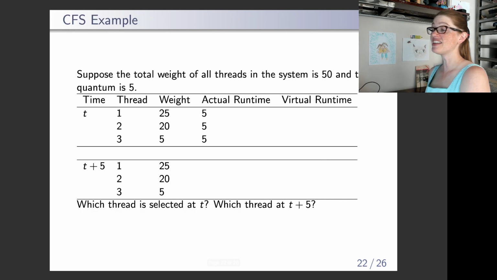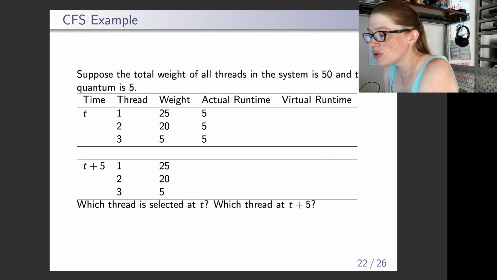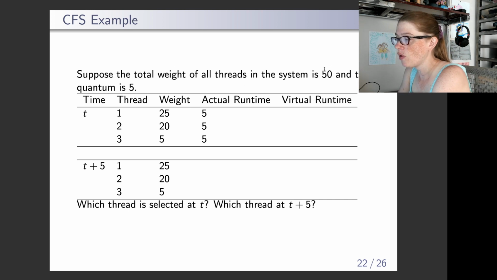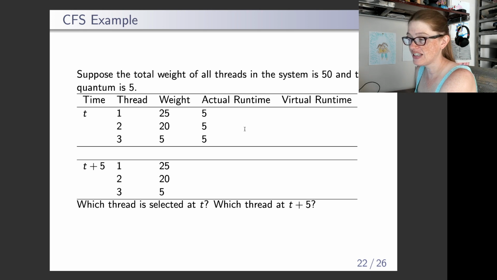So just a quick example here. It's in your notes. We've got a system where the total weight of all the threads in the system is 50. You can see here are all the living threads. Their total weight is 50. And they have all run for 5 units of time. So we want to know what is their virtual runtime, which thread would go next, and then what would be the virtual runtime for the next step.